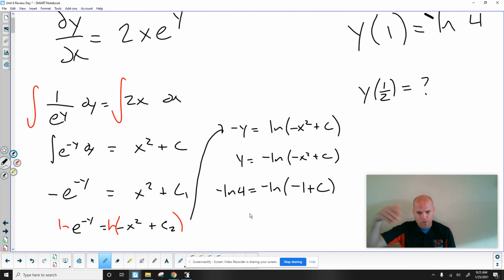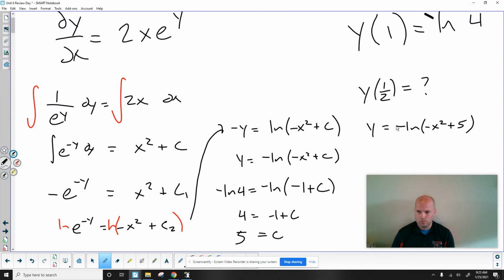You see negative natural logs on both sides. You can take the opposite of both sides, e to a power both sides, or you just recognize that, oh, the inside must equal each other. You get c is equal to 5. So this is your particular solution, negative log of negative x squared plus 5.